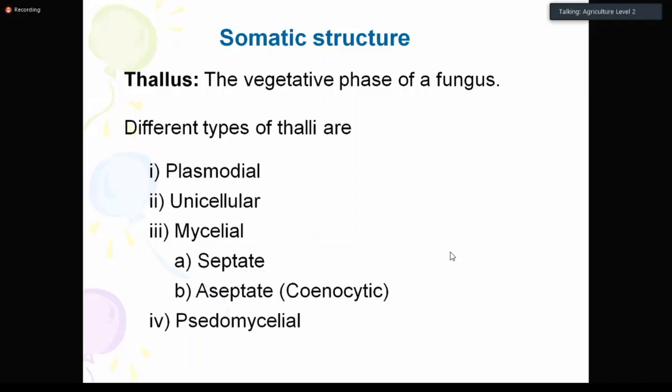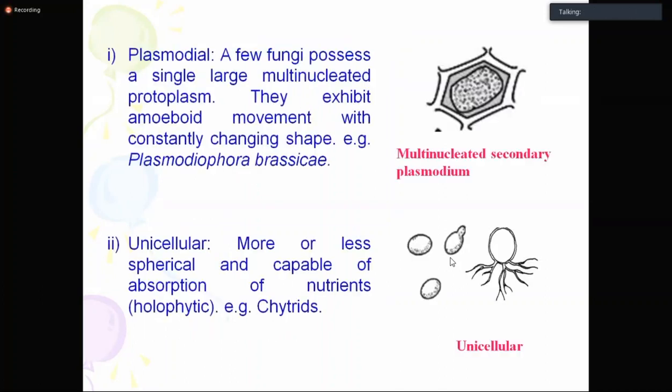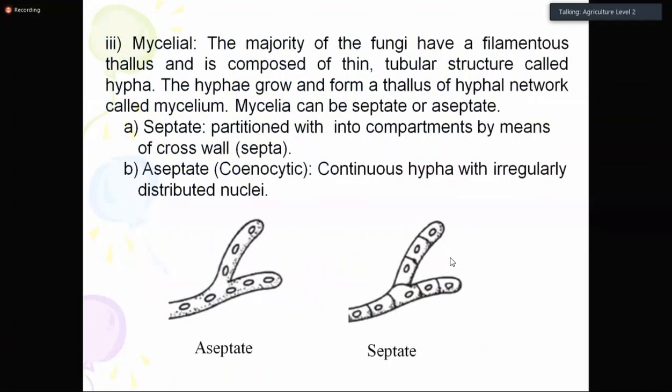Last class, I was discussing the vegetative phase of a fungus, which is called thallus. In plural, thallus, we call them thalli. There are different types of thallus: plasmodial, unicellular, and mycelial. Mycelial is a filamentous, elongated, thread-like thallus. They are of two types, aseptate and septate.